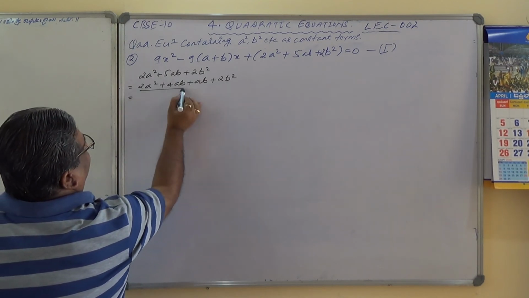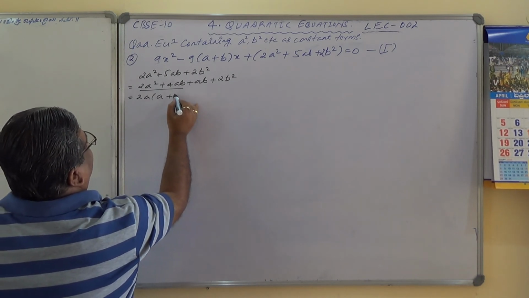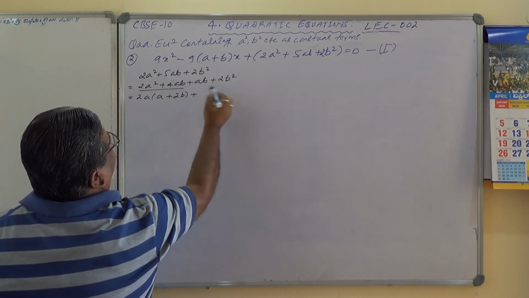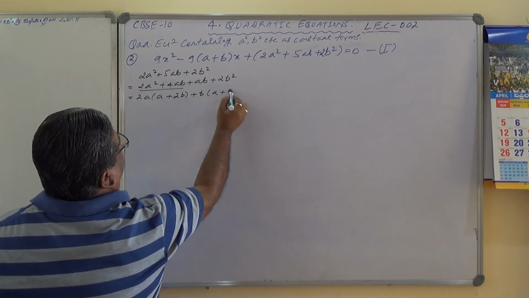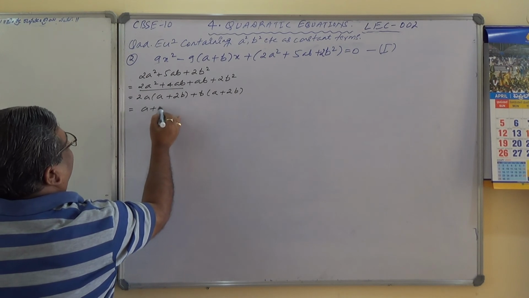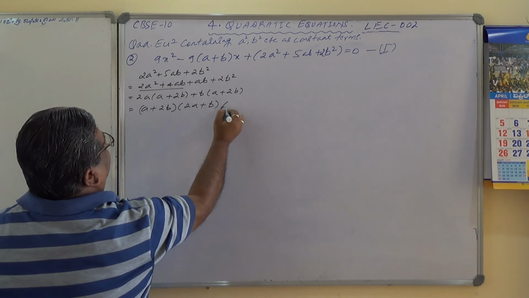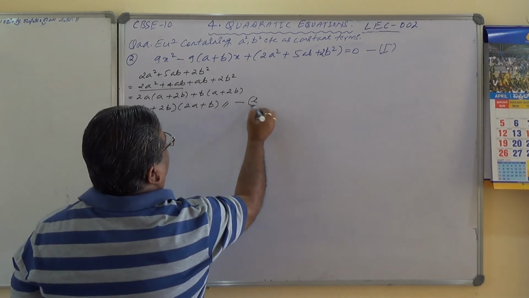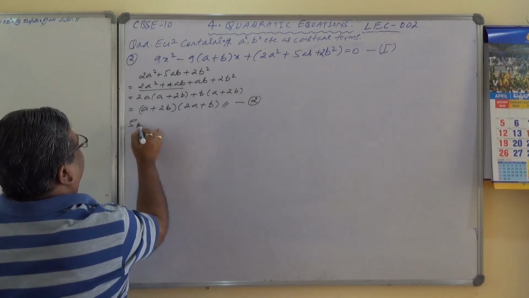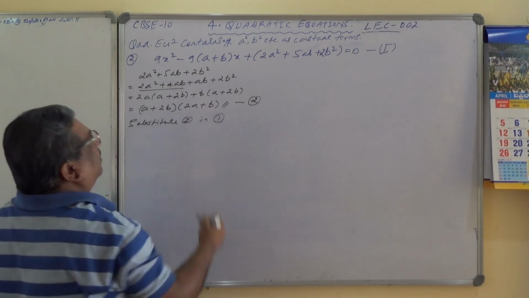What is common here? 2 is common out of these two, a is common, 2a. So what is remaining? A plus 2b, okay, plus what is common? B is common, a plus 2b, now it is correct. So a plus 2b is common, and therefore 2a plus b, fine. Mark this as 2 here. Substitute 2 in 1 now. What do we get?